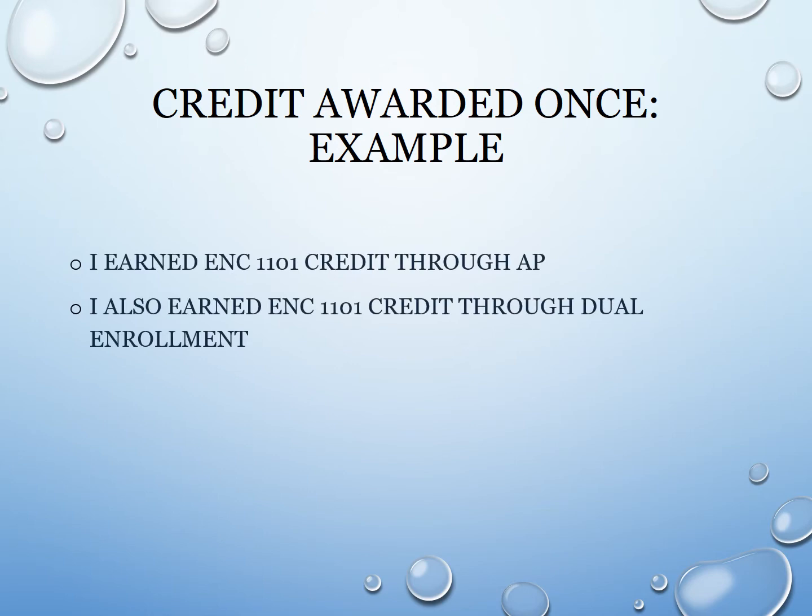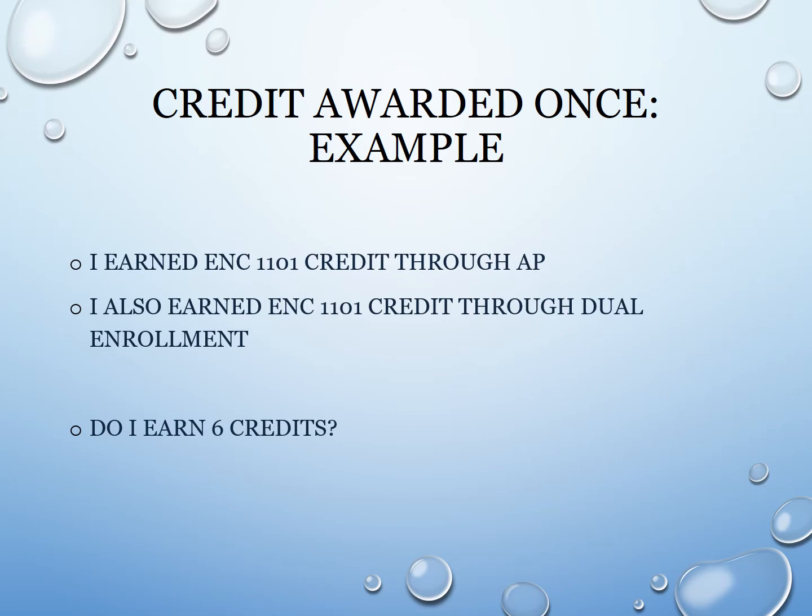So this is an example of what you might find when a student is bringing in credits, the same credit from multiple places. So for a student who possibly earned ENC 1101 credit through AP and then also earned ENC 1101 credit through dual enrollment, it's actually very common that we see this particular class repeated. There's a couple others that we might find, but the ENC 1101 is probably the one that happens more frequently than any others. In that situation, the student is not going to earn 6 credit hours.